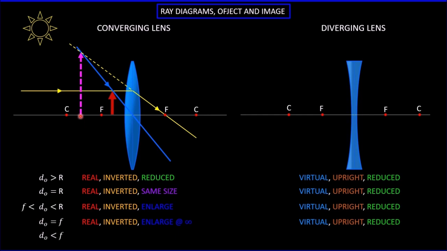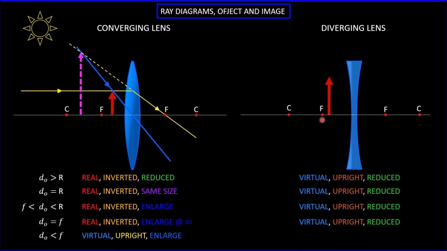The image is in the front of the lens, so we have a virtual image. The distance from the image to the lens is less than zero. The image and the object are in the same direction, so we have an upright image. The image is bigger than the object, so we have an enlarged image. That's for the convergent lens. How about the divergent lens?